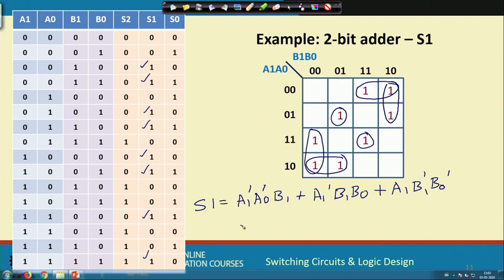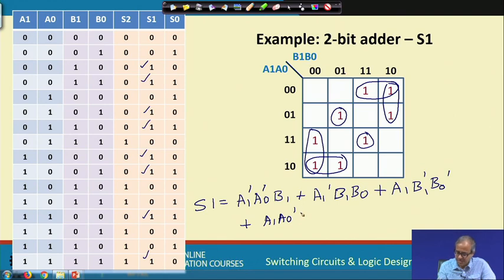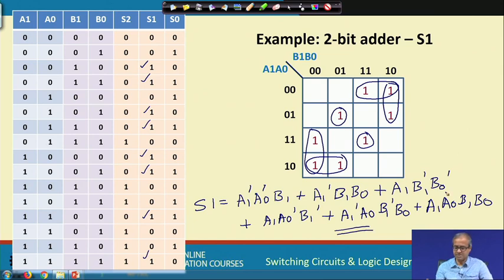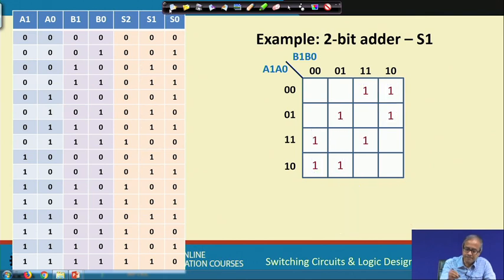And this one, 1 0, A 1 A 0 dash, and 0 0 0 1 is B 1 dash. And the 2 isolated ones, this one will be 0 1 0 1, which means A 1 dash B 1 dash B 0, and the last one will be 1 1 1 1, which is A 1 A 0 B 1 B 0. So, you see this expression is a little more complex, but this is the minimum form. You cannot minimize it any further.